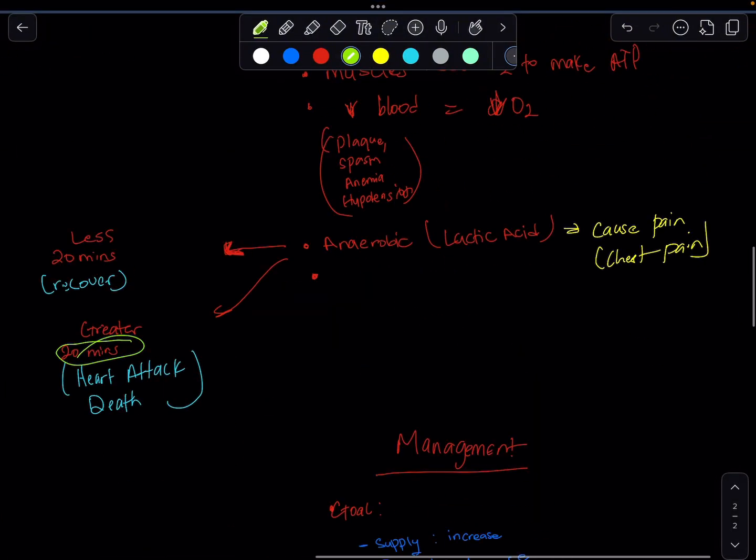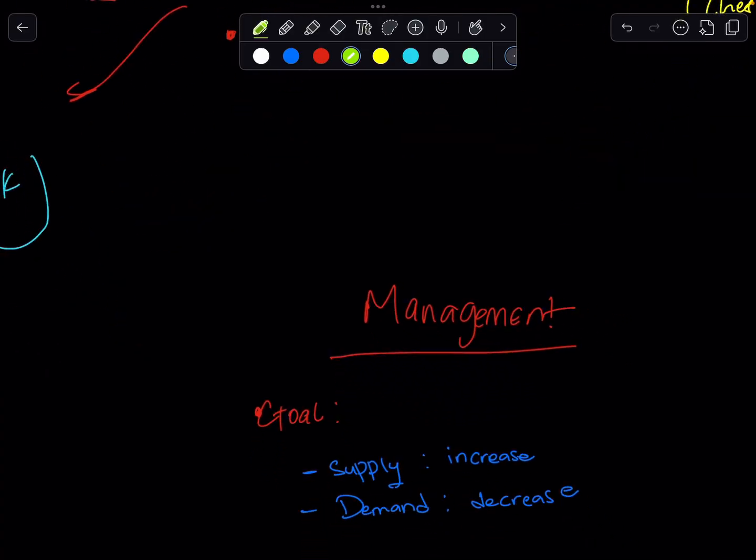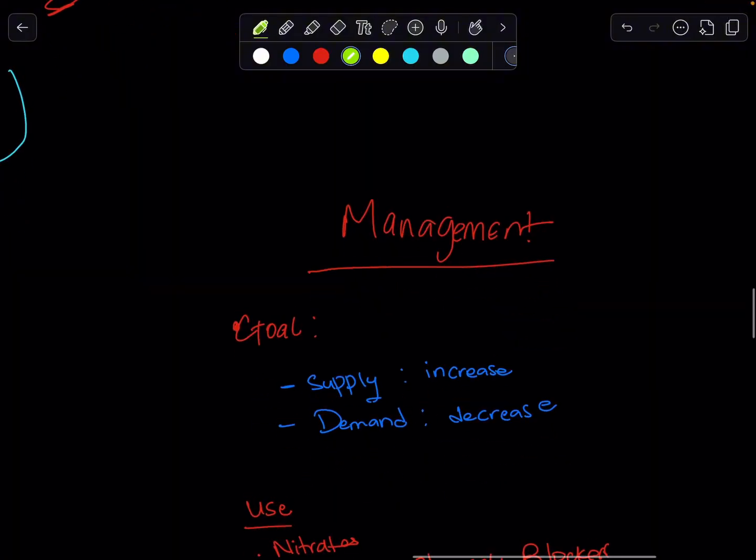Now we're going to talk about management. So remember, when we're talking about the cause, two things happen: the supply, the heart's not getting enough blood, and the demand, everybody else needs something from it when it needs to take care of itself. So what do we need to increase? The supply. We need to increase how much the heart has and decrease how much it's giving away, right? So that's pretty much what we want. That's pretty much how we manage myocardial ischemia.